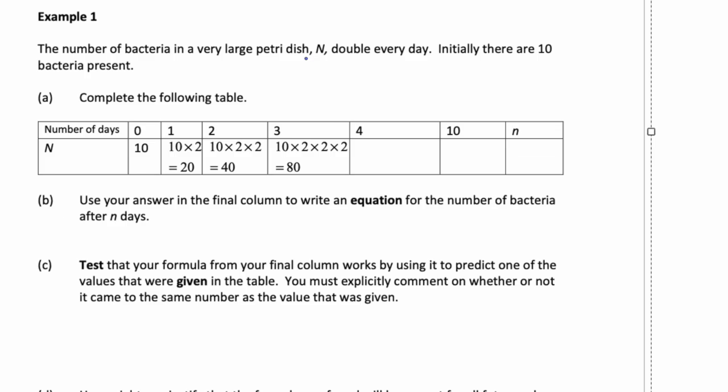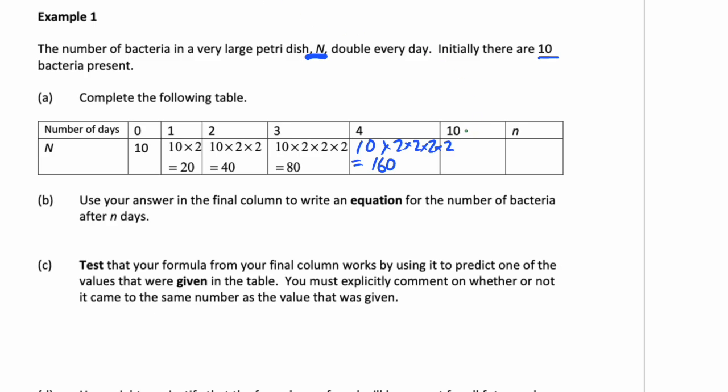The number of bacteria in a petri dish, N, grows. There's initially 10 bacteria, and then it is doubling each time, as you can see here, times 2, and then times 2 again. So the next one's going to be 10 times 2 times 2 times 2 times 2, which gives you 16 times 10 is 160.